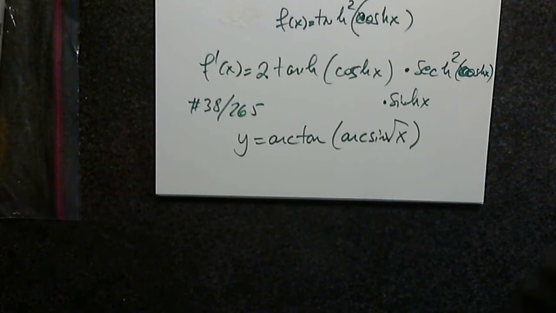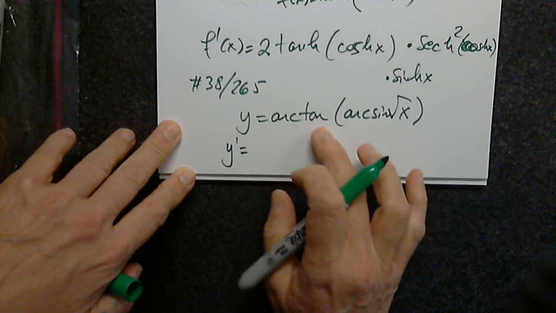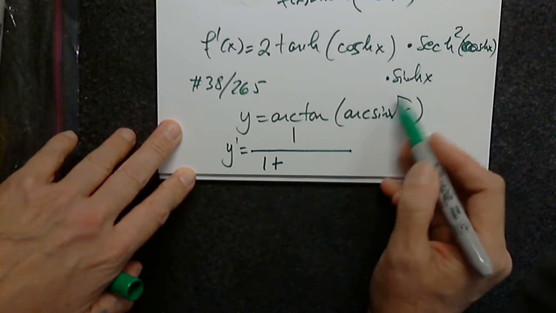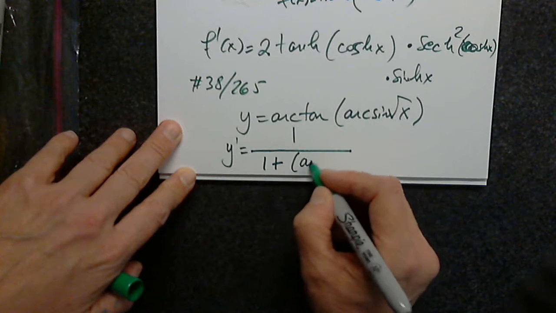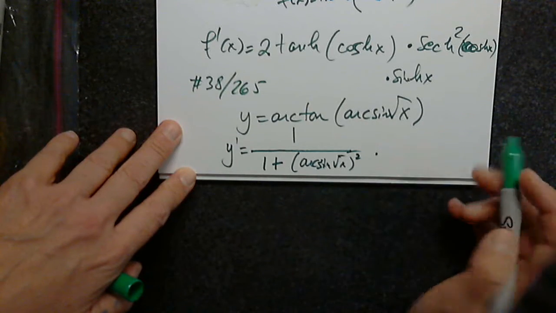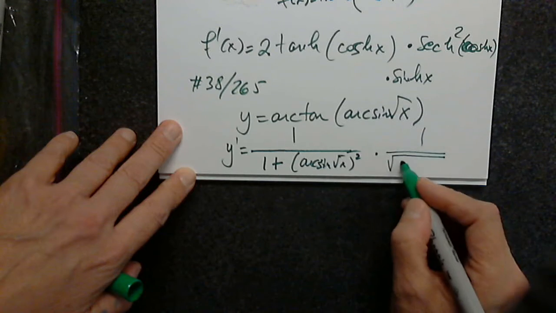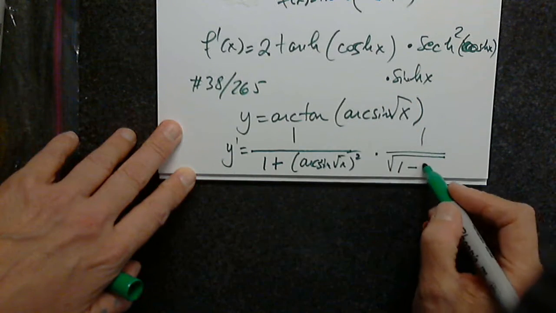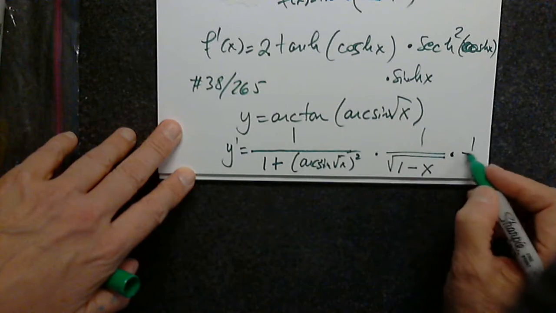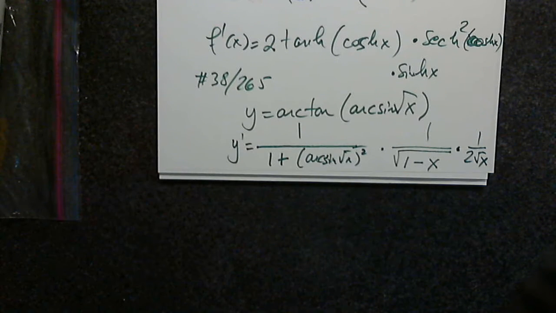Okay, are we ready? So when we differentiate this function, arctangent is 1 over 1 plus this squared, times arc sine prime, 1 over the square root of 1 minus this squared, it happens to be x, times the inner function prime, 1 over 2 square root of x. No, you don't have to do anything to it.